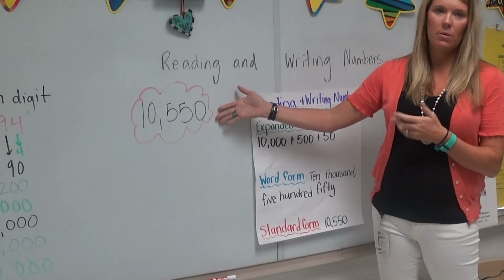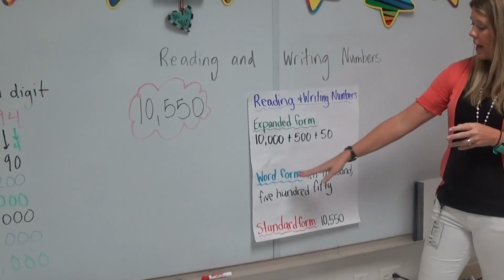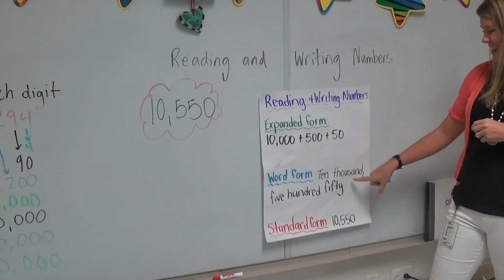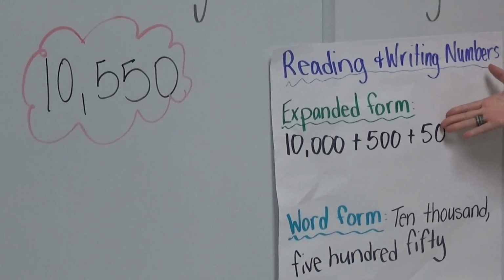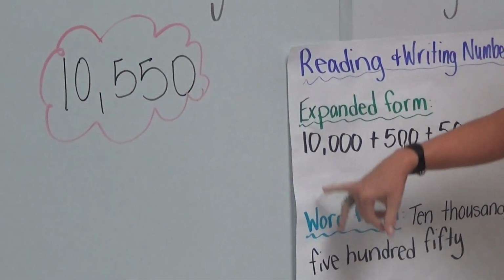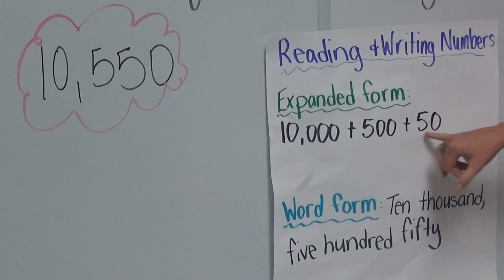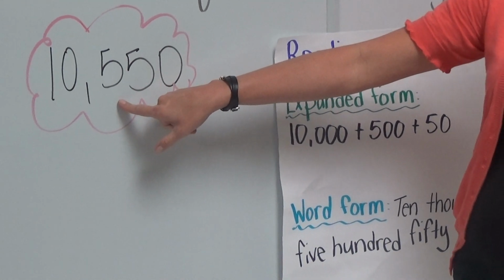Standard form is just the way that we have our number and we write it almost every day in everything we do. But we also have to be able to write it in word form with the actual words. So we would write out 10,550. And expanded form is basically going back to the value of each digit where they write out 10,000 plus 500 plus 50. If you add those 3 numbers together, you're going to have the number 10,550.